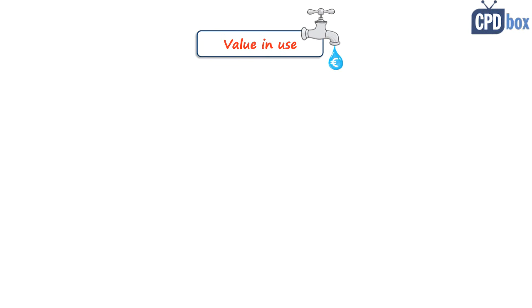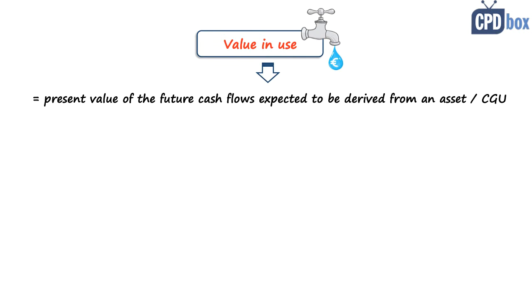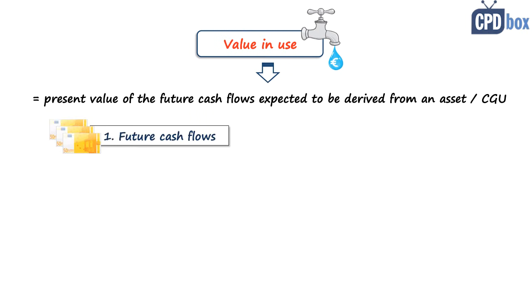Now let's take a look at value in use. Value in use is the present value of the future cash flows expected to be derived from an asset or cash generating unit. It's present value, right? So it's discounted value. So when you want to determine the asset's value in use, you need to estimate the future cash inflows and outflows to be derived from continuing use of the asset and from its ultimate disposal.